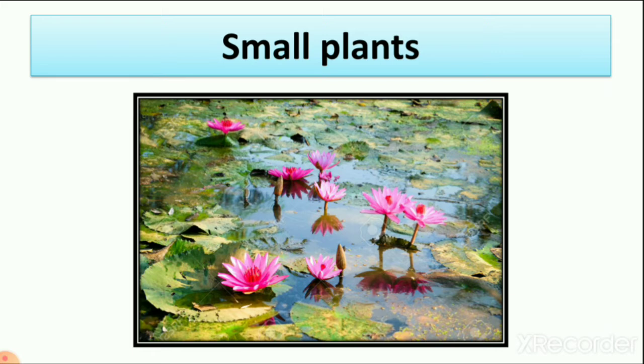So in this lesson we learn about small plants like rose and lotus and all this. You can see here small plants like lotus. So lotus are very small plants. They are not big, and they do not climb. They can grow straight without support.